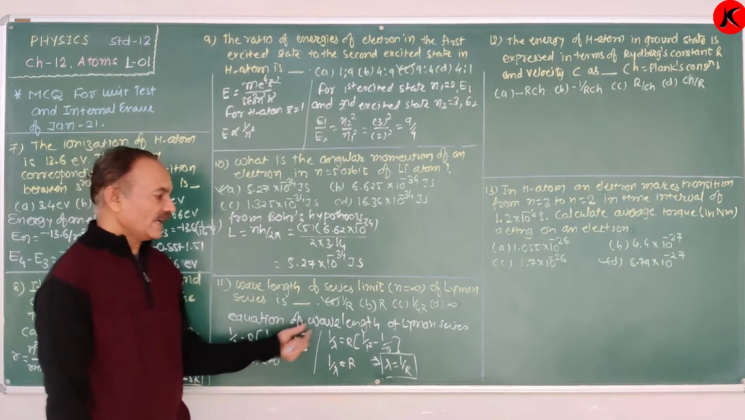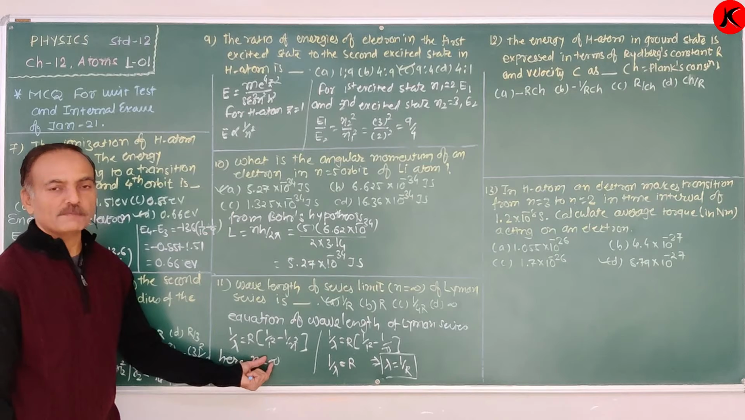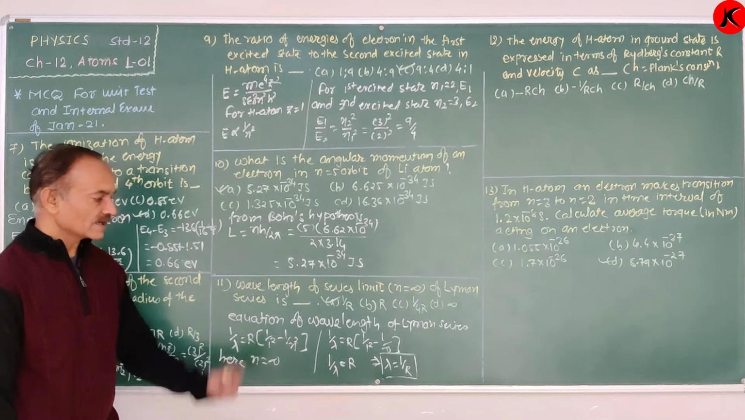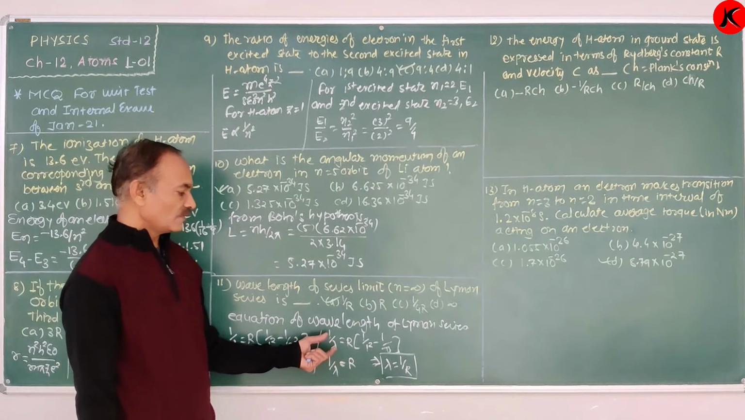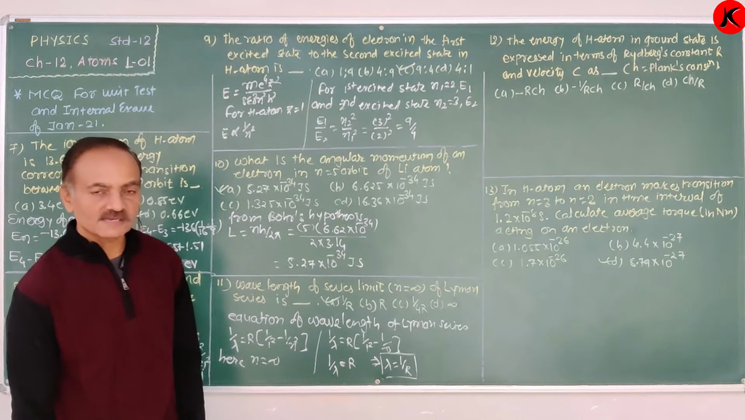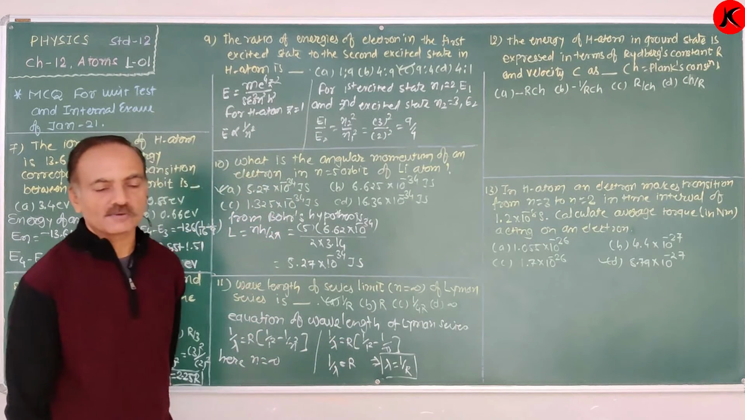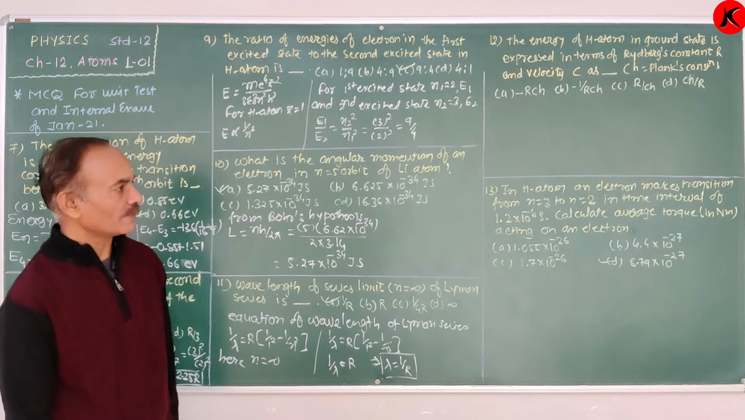Right? Now n is equal to infinite, so the electron makes the transition from an infinite number of orbit to the ground state. So 1 upon lambda is equal to R into the bracket 1 upon 1 square minus 1 upon infinite. Therefore 1 upon lambda is equal to R, and therefore lambda is equal to 1 upon R.